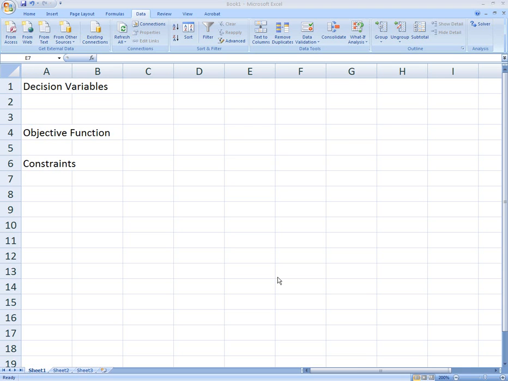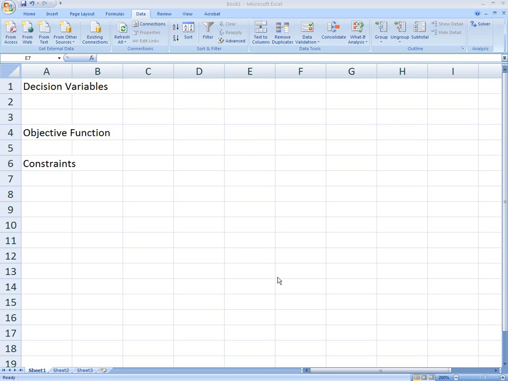So in this example I'm coming up with, let's say we're going to produce and sell shoes. And let's say we produce both athletic shoes and we produce dress shoes. So our decision is, how many of each should we produce? How many athletic shoes should we produce? How many pairs of dress shoes should we produce? And we make a certain amount of money on each type of shoe.